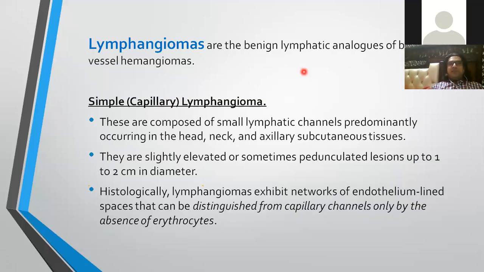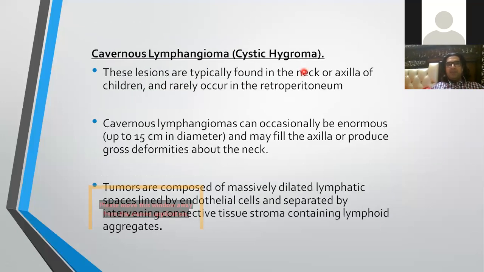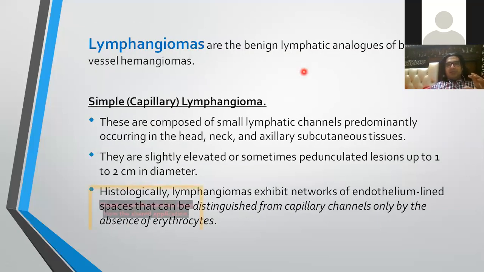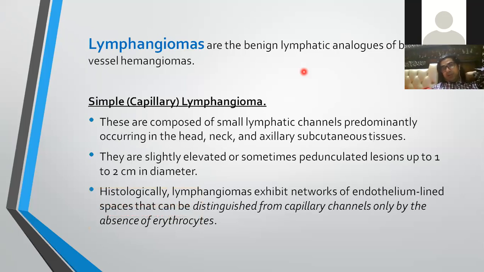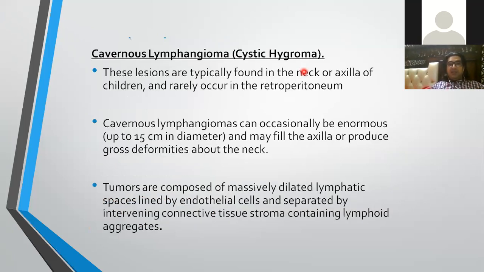So lymphangioma, like hemangioma, again it can be simple or capillary lymphangioma or a cavernous lymphangioma, right? So the difference is that in simple capillary lymphangioma, the vessel size and caliber is of capillary size, right? And in cavernous lymphangioma, they are large, big, dilated vessels. What is the difference between a capillary lymphangioma and a capillary hemangioma? Capillary hemangioma will have blood inside the vascular channel, whereas in lymphangioma, there is no blood, right? There is lymph inside the vascular channel, right?